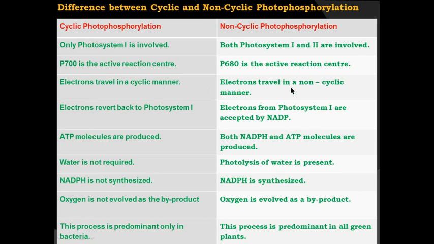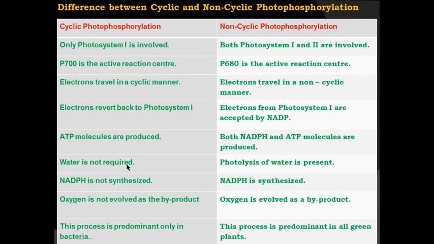Electrons travel in a non-cyclic manner. They do not come back to their original position. Electrons do not revert back to photosystem first. Electrons from photosystem first are accepted by NADP. NADP is reduced into NADPH. ATP molecules are produced. Two ATP molecules are produced during cyclic photophosphorylation. One NADPH and one ATP molecule are produced during non-cyclic photophosphorylation.